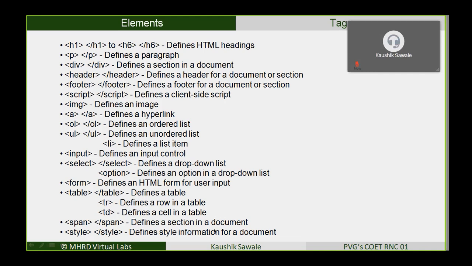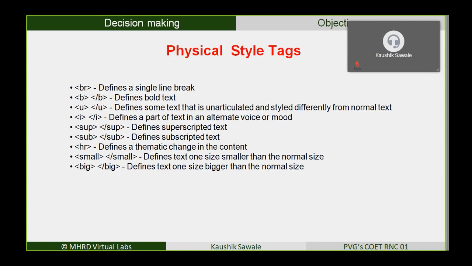And style tags, finally. Style tags, as the name suggests, are used for styling. So we'll get to that also. Style tags have many attributes to add styling to your HTML website. The next are physical style tags. So these basically make physical changes in the web page.